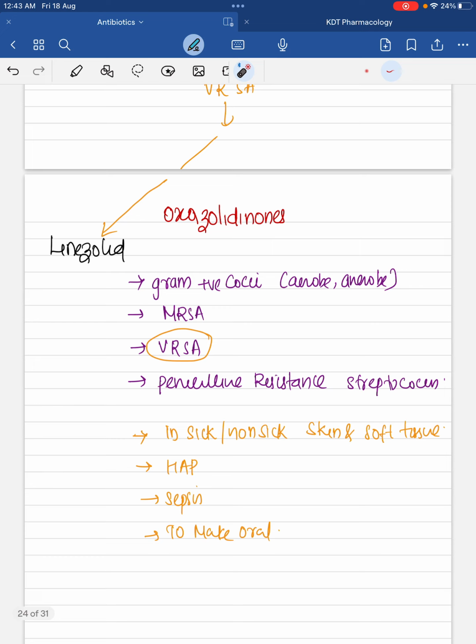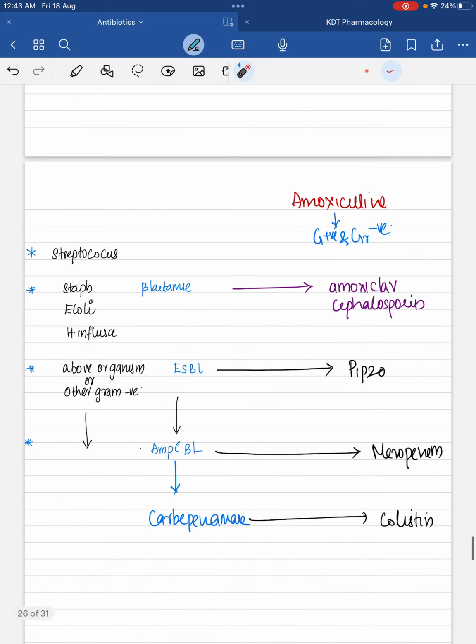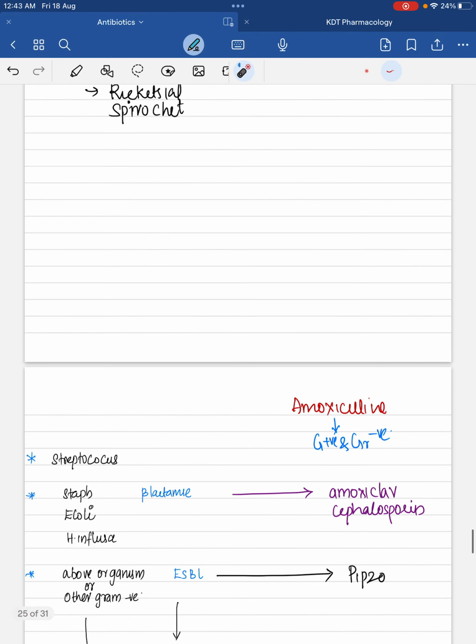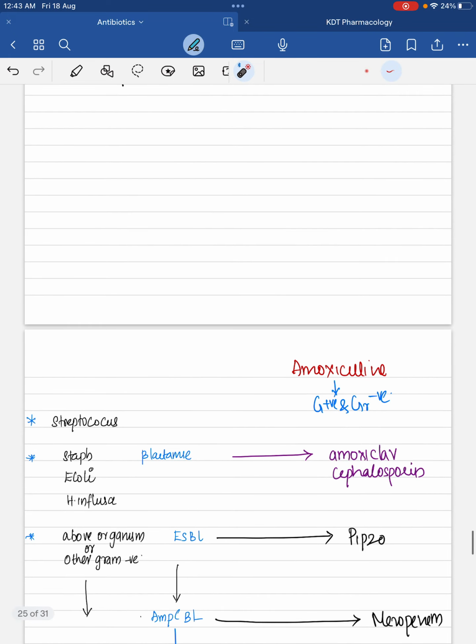So if the child was on vancomycin for severe pneumonia or severe lung abscess with suspected MRSA, then during discharge we will be changing to linezolid. So this much clear. So now we will be moving to the last two topics from this session.